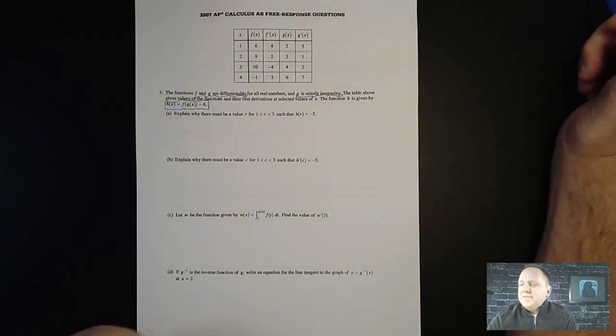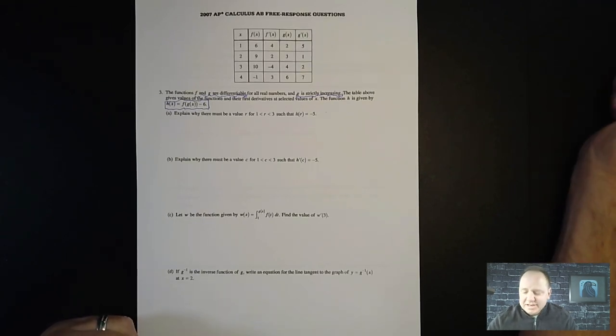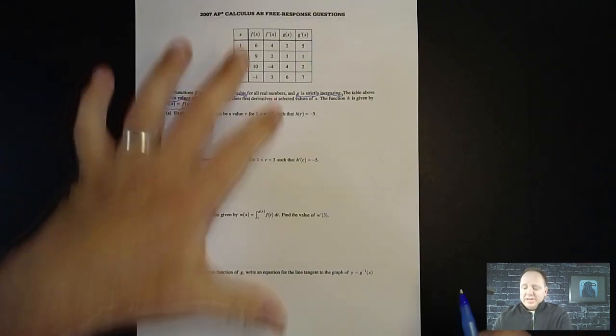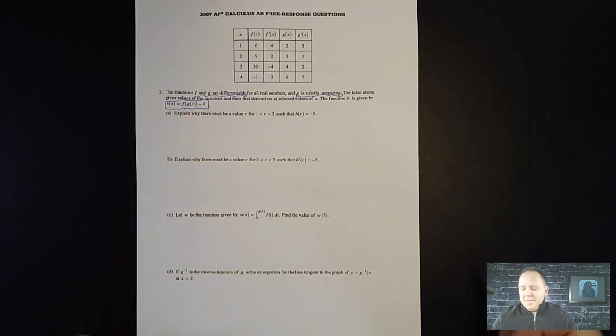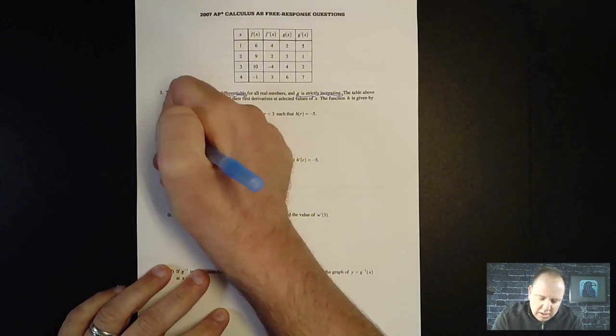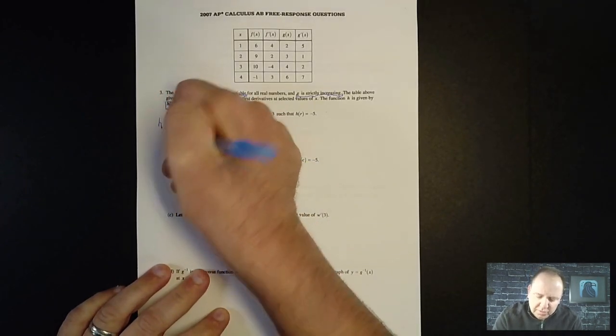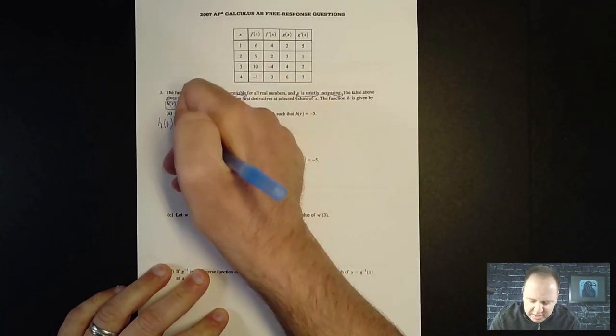Explain why there must be a value r between 1 and 3 such that h of r is equal to -5. Now, when I don't see derivatives on a "there must be a value" question, I know it's going to be the intermediate value theorem. Hopefully you have some background, but we'll walk this one through. So what you want to do is find h of 1 and h of 3. So you want to find the endpoints. And I'm going to show you why in a second.